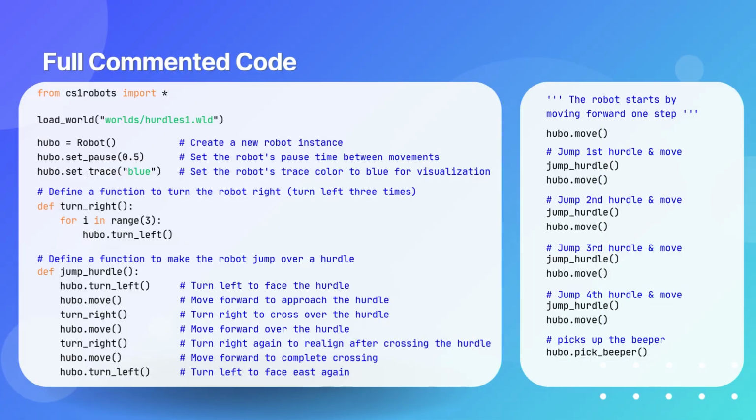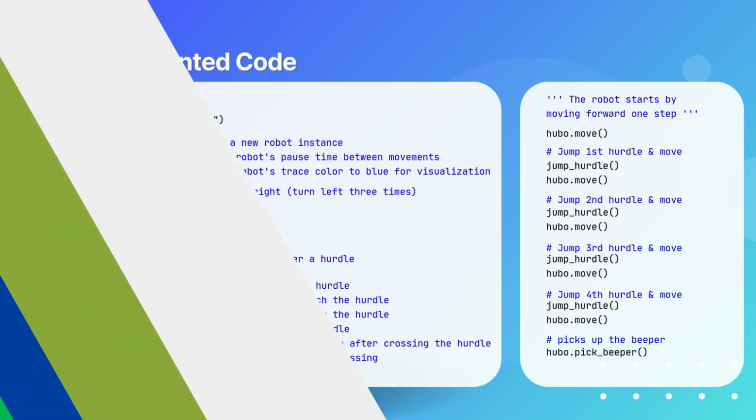By breaking down the problem into smaller, modular functions such as turn_right and jump_hurdle, the code becomes more organized and easier to understand. This approach not only simplifies the robot's tasks but also makes the program more flexible, as the same functions can be reused in different parts of the code or future projects.